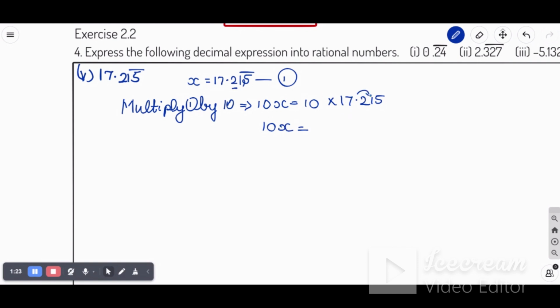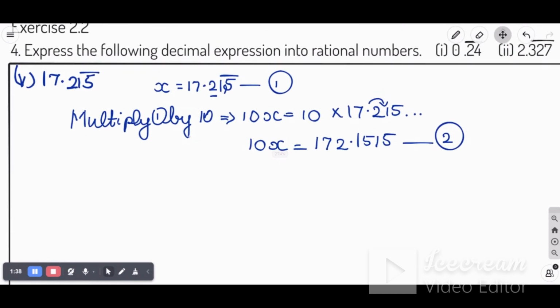So you will get 10x is equal to, what is 17.2 multiplied? Your point will move one digit to the right. So that will be 172.15. This means you have got your recurring digits alone after the decimal point. So you can take this as your equation number 2. Hope this is clear. If there are non-recurring digits after the decimal point, take them out. So the only way is to multiply by multiples of 10. So now we are into our correct way of doing it, the standard procedure.